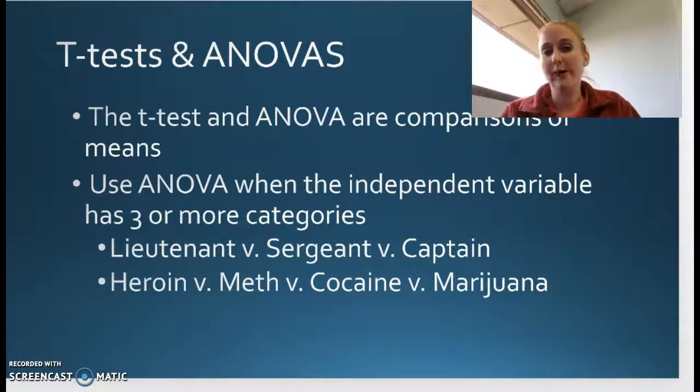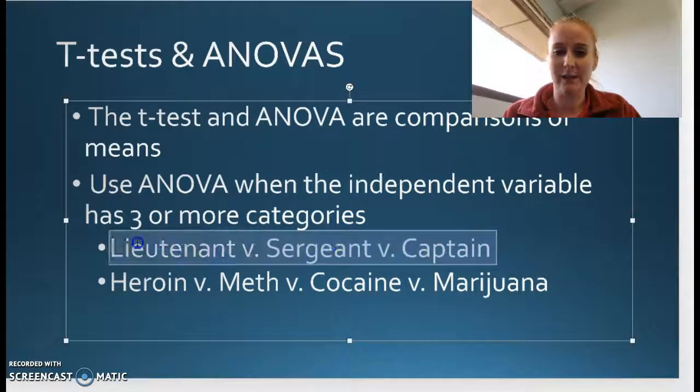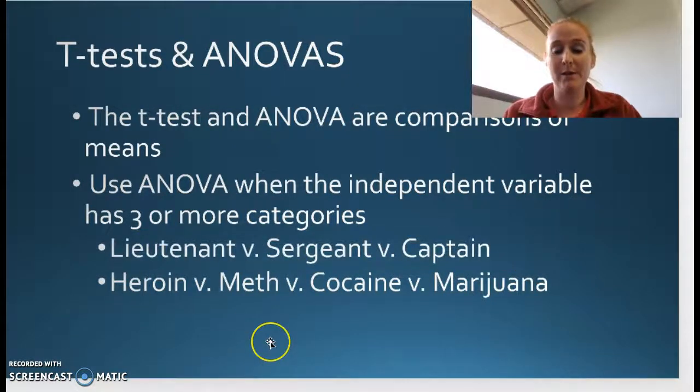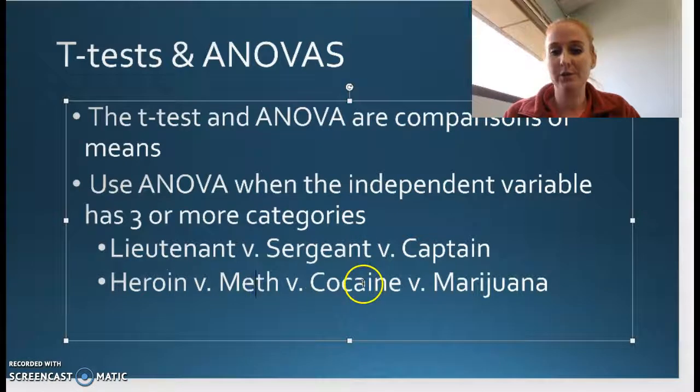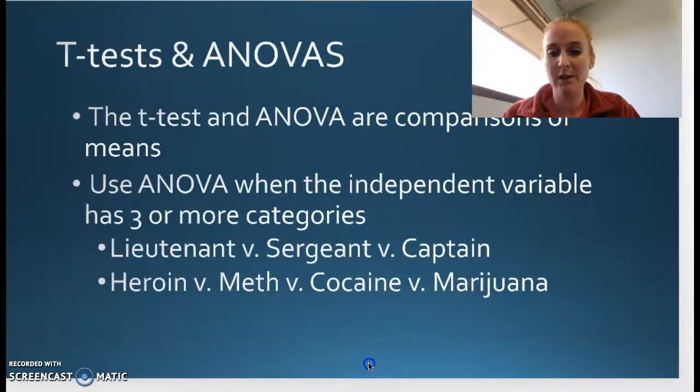When it has three or more categories, that's an ANOVA. Pretty simple, right? So three or more categories. Maybe you're comparing ranks inside your agency, like lieutenant, sergeant, captain. Maybe you're comparing users of different drugs with how long they're staying in a probation program or a drug court program. Like time is a quantity. So you're comparing the heroin users versus the meth users, the cocaine users, the marijuana users. Three or more categories, you're going to use the ANOVA.